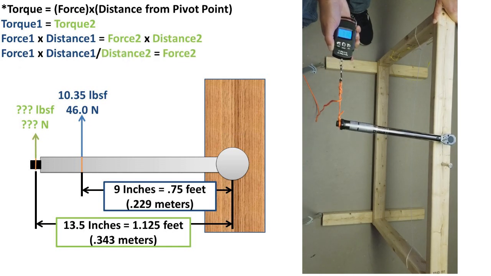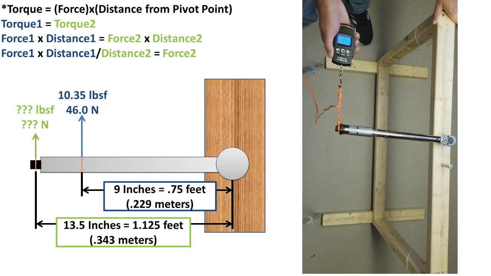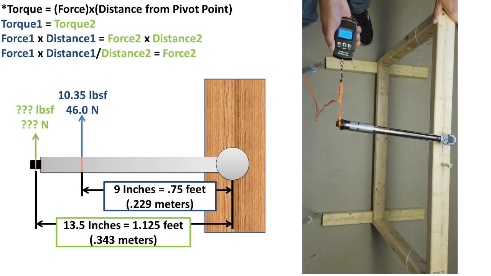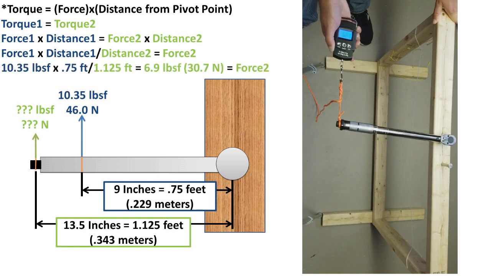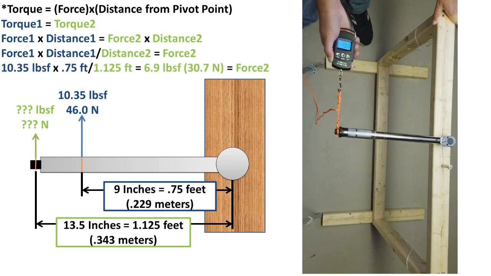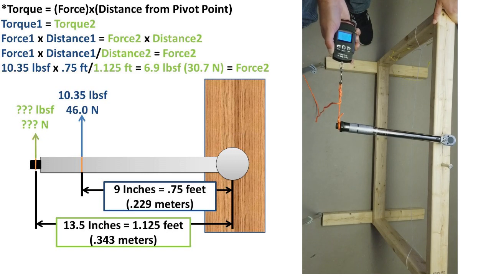Rearranging the formula to get force 2 to one side, we get that force 1 times distance 1 over distance 2 equals force 2. Plugging our numbers into the calculator, we get a force of 6.9 pounds force theoretical at point 2.